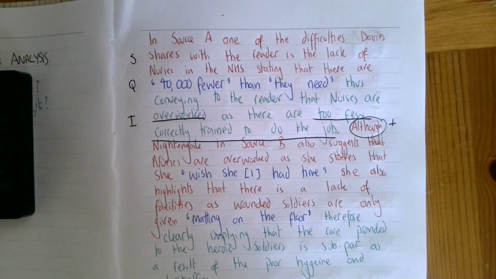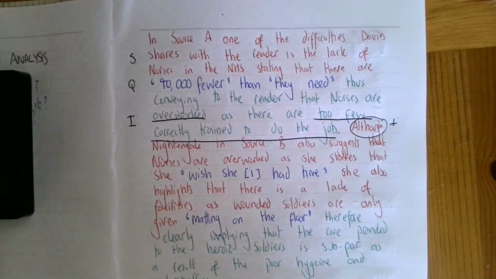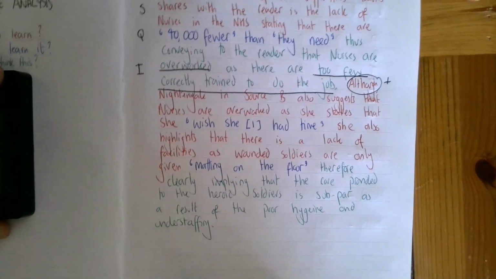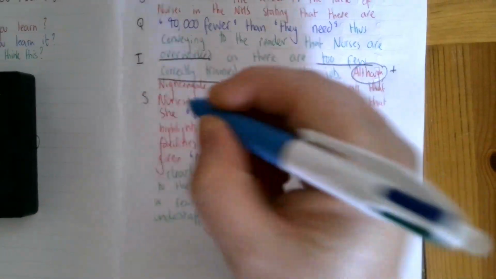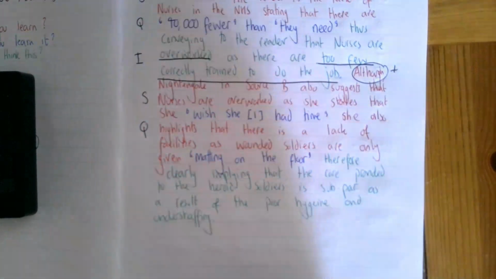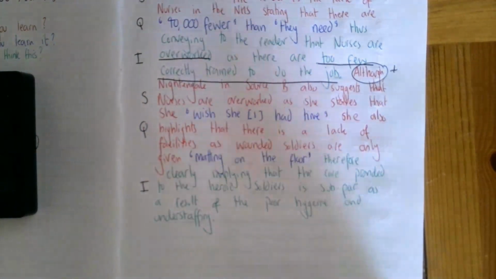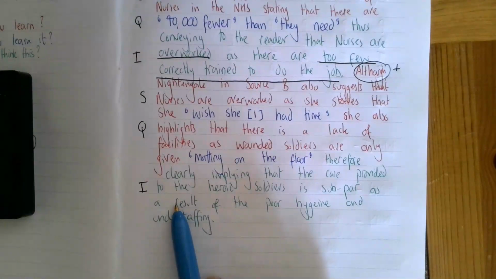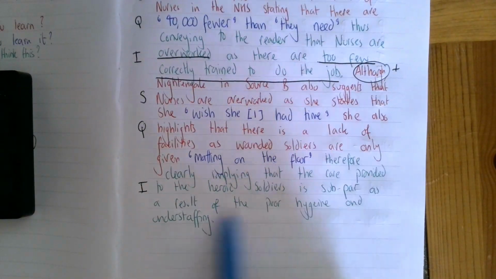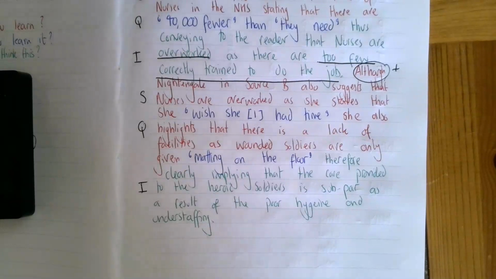Although Nightingale in source B also suggests that nurses are overworked, as she states she wished she had time, she also highlights that there is a lack of facilities as wounded soldiers are only given matting on the floor. So again, we've got our statement and we've got our quotations, and then here we've got our inferences. Therefore, clearly implying that the care provided to the heroic soldiers is subpar as a result of the poor hygiene and understaffing.